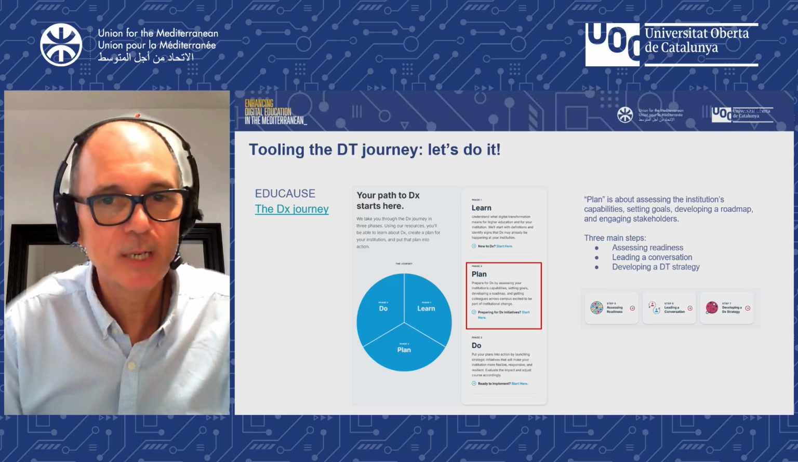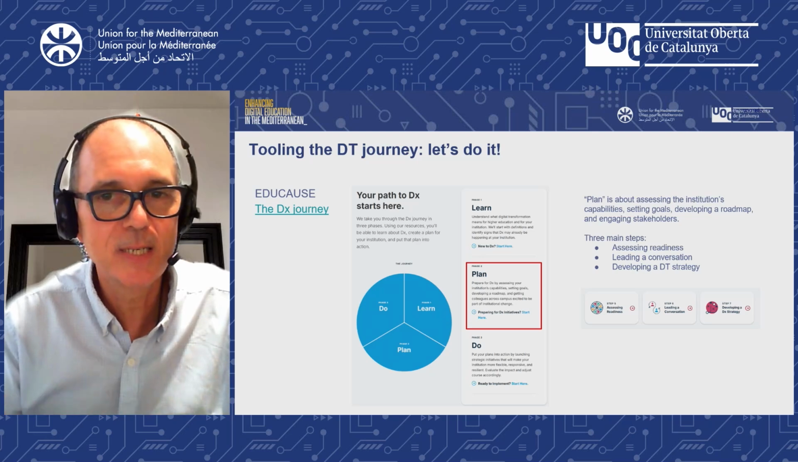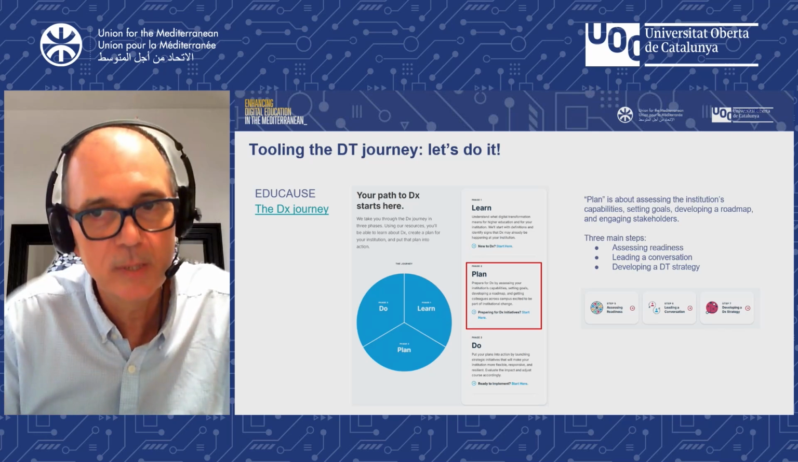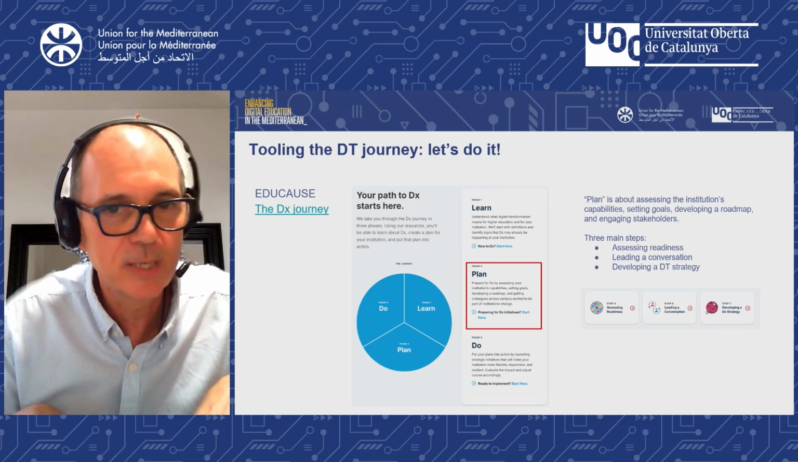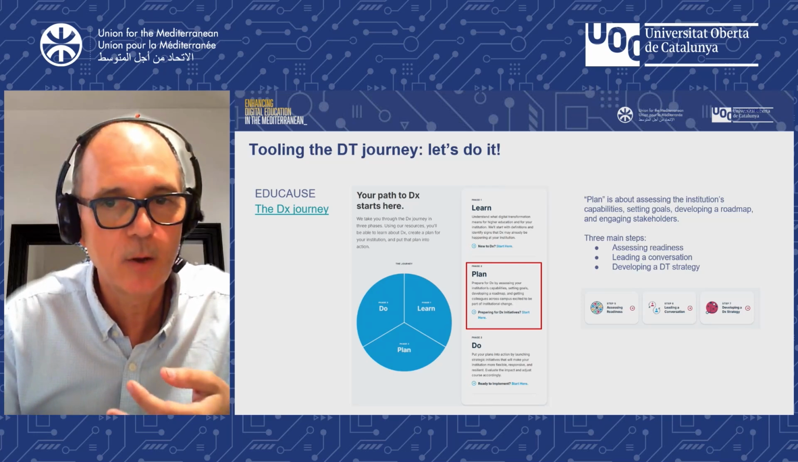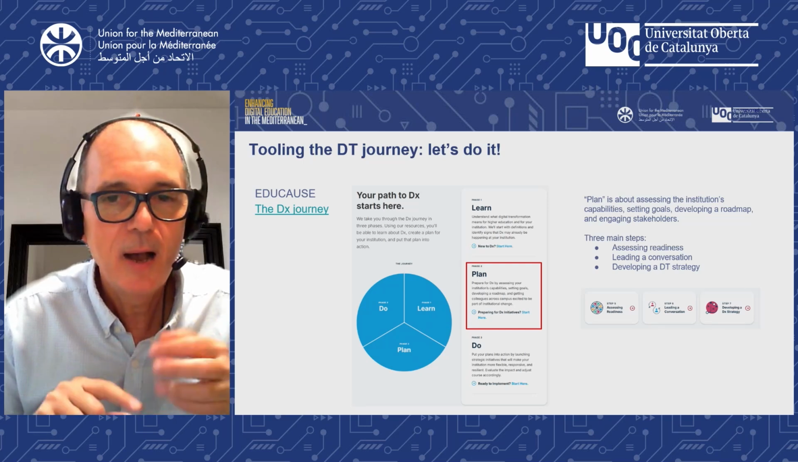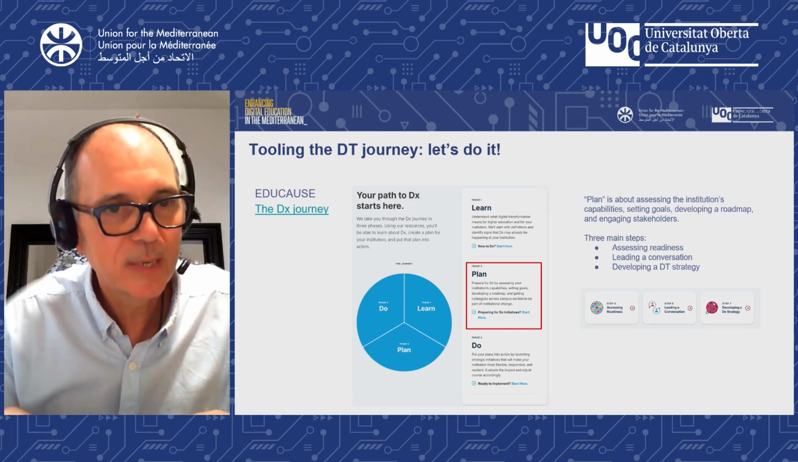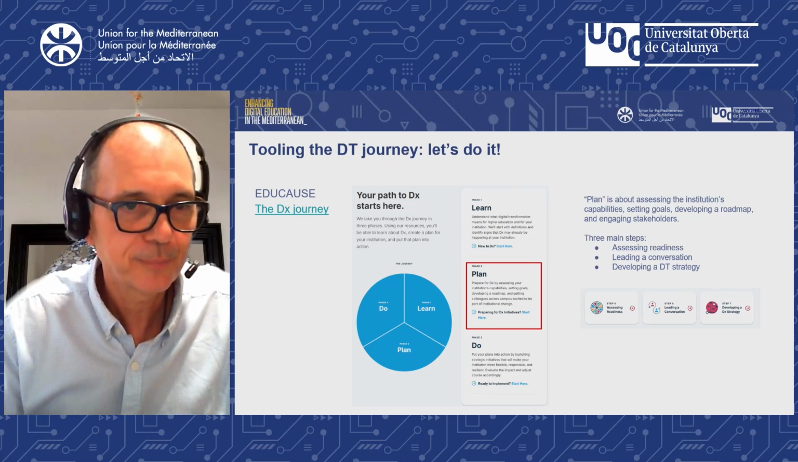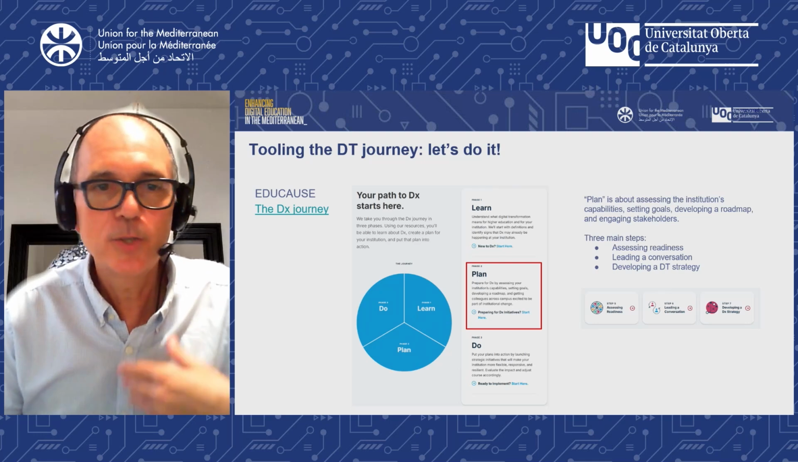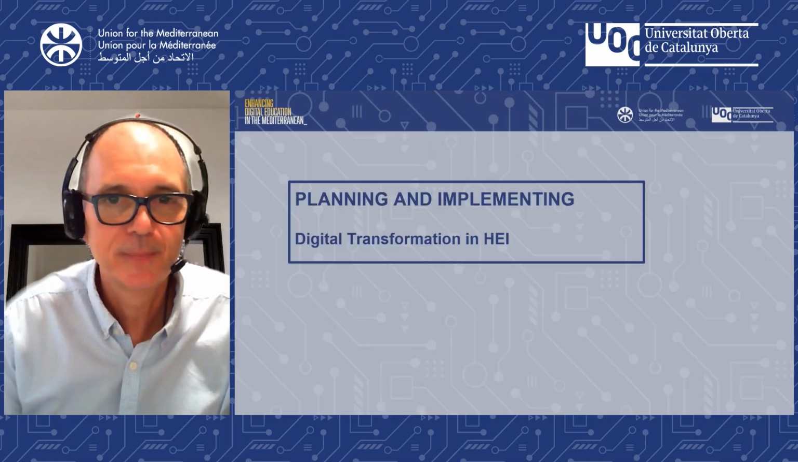It is the EDUCOS digital journey that Lourdes was mentioning a few minutes ago, the second bar about planning. It's about assessing institutional capabilities, setting goals, developing a roadmap, and engaging with stakeholders. There are three main steps that consider this part: assessing readiness, leading a conversation, and developing a digital transformation strategy. This is associated with other tools that will help us, for example, understand the readiness of our institution in terms of digital maturity. As you see, it's provided with tools that will help us operationalize that and take decisions.